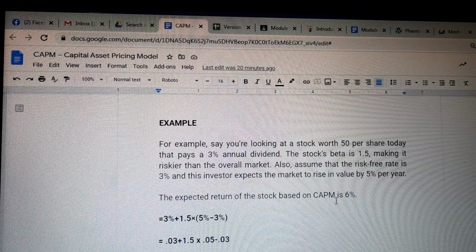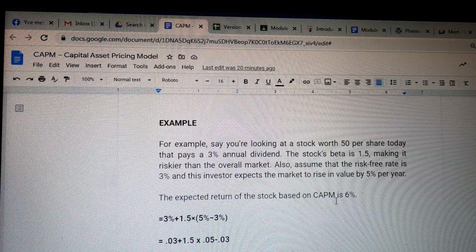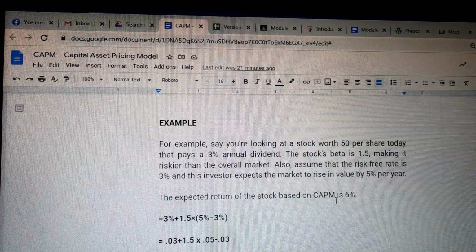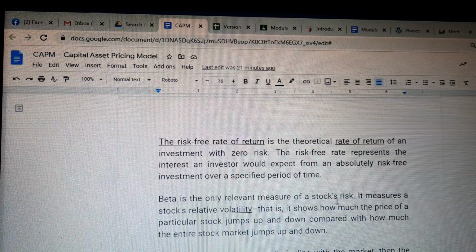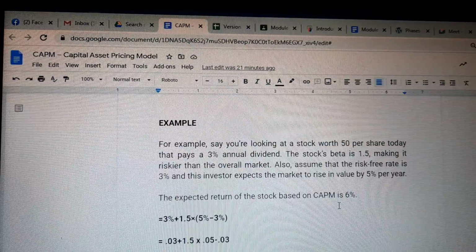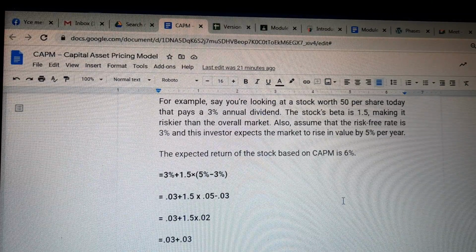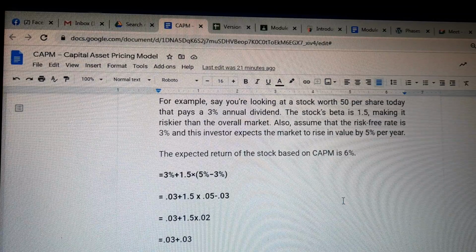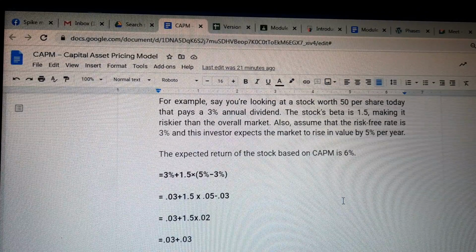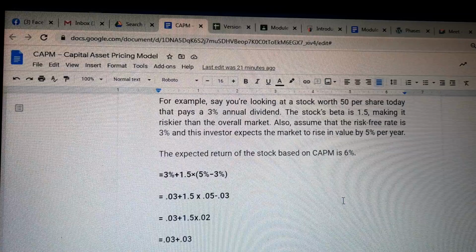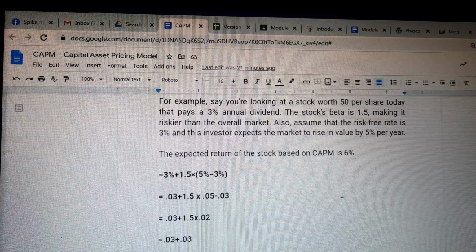Once dako ang beta, meaning to say taas pud ang risk, kay beta is the measure of the stock risk. So making it riskier kung dako siya, pero kung gamay lang, a little risky. So assume that the risk-free rate is 3%. Unya, ang investor nag-expect nga ang market value sa iyang stock mo increase siya og 5% kada tuig.